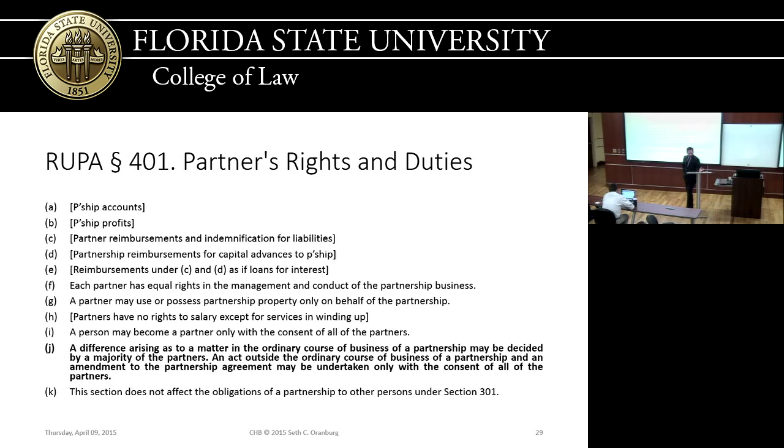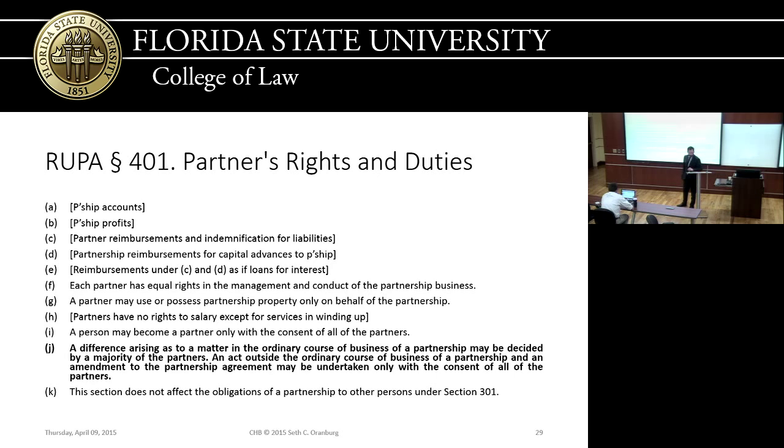Whatever. So this is a matter in the ordinary course. And so what happens when there's a dispute? Well, it needs to be resolved by a majority of the partners. Again, these are default rules, meaning that the partnership agreement can specify otherwise. So you have a dispute in the ordinary course. What detergent should we buy? We buy detergent all the time. Result: need a majority opinion.